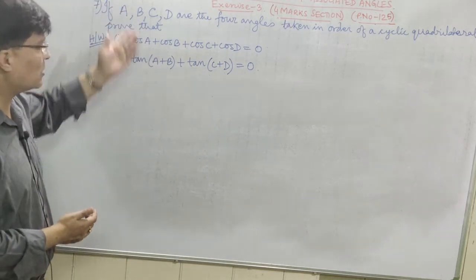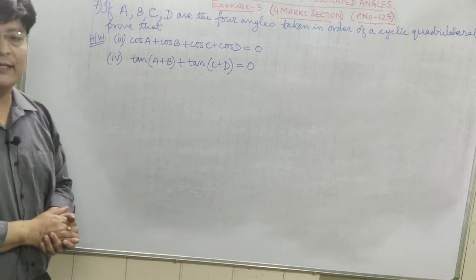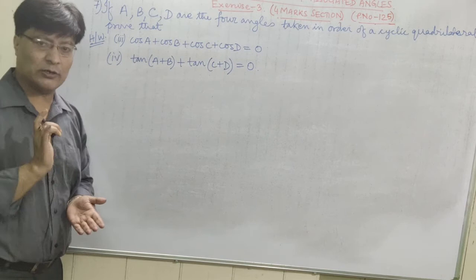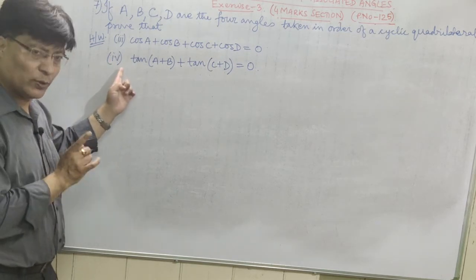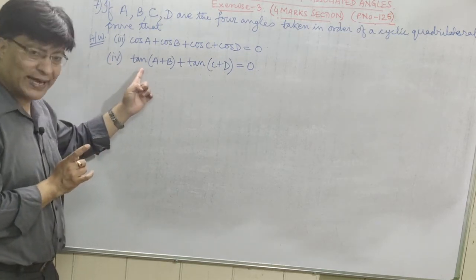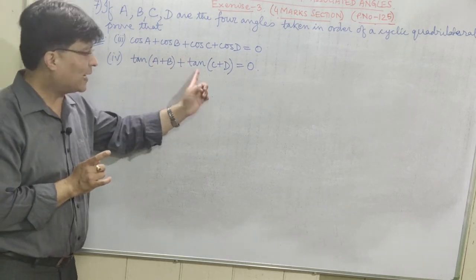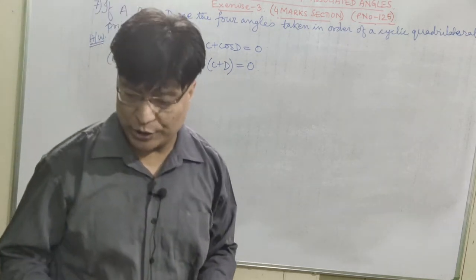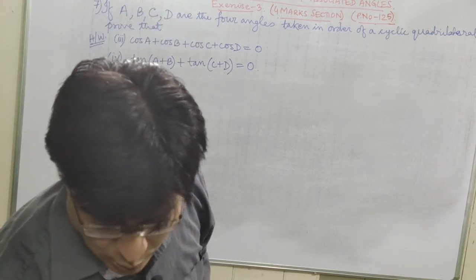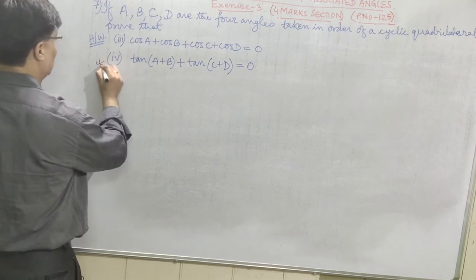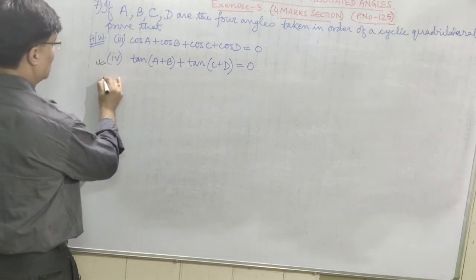Given here is the same condition. If A, B, C and D are the 4 angles of a cyclic quadrilateral taken in order, then you have to prove this number 4. That is, you have to prove that tan of (A plus B) plus tan of (C plus D) is equal to 0. So let us do it out here. Number 4 will be done here.